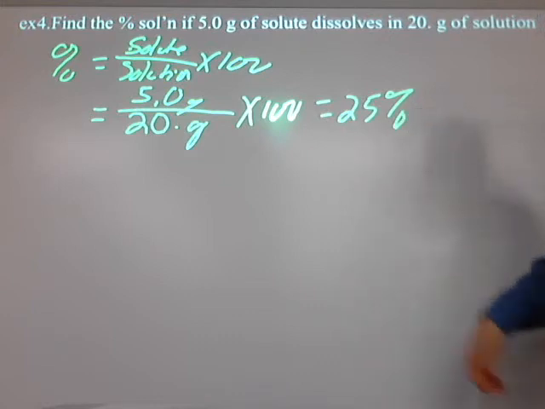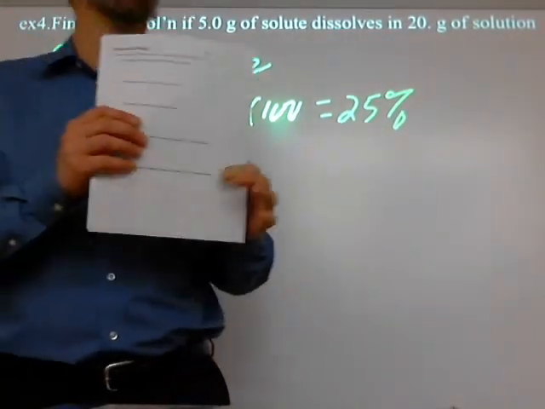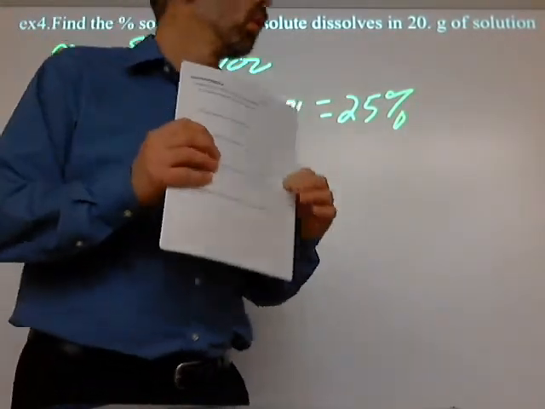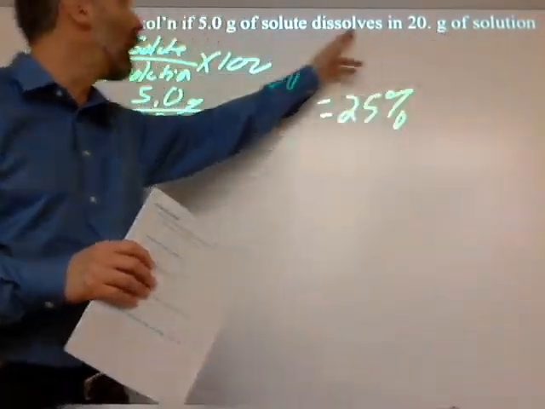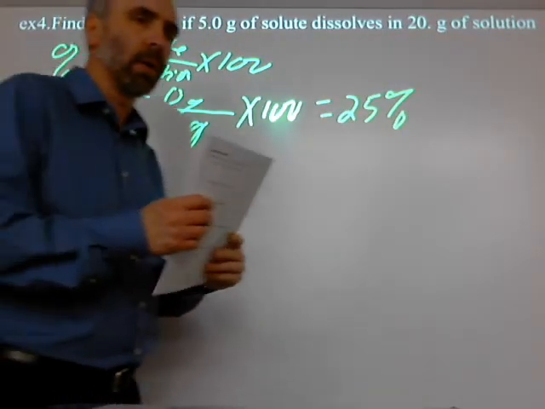25%. That look good? All right, so in the worksheet you're about to get, watch how it's worded. If it's worded solution, you do not add the 20 and the 5. All right? It won't be 25. It'll be other numbers anyway. Okay?